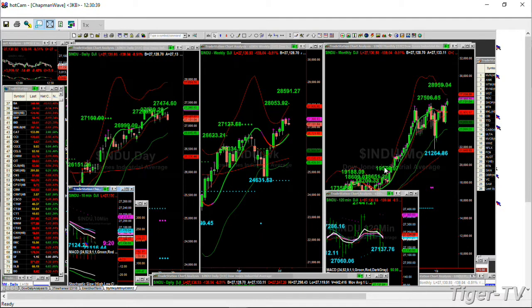If you break 27,100, it could go quite a bit deeper down to 27,060 quite quickly. Look at the S&P.